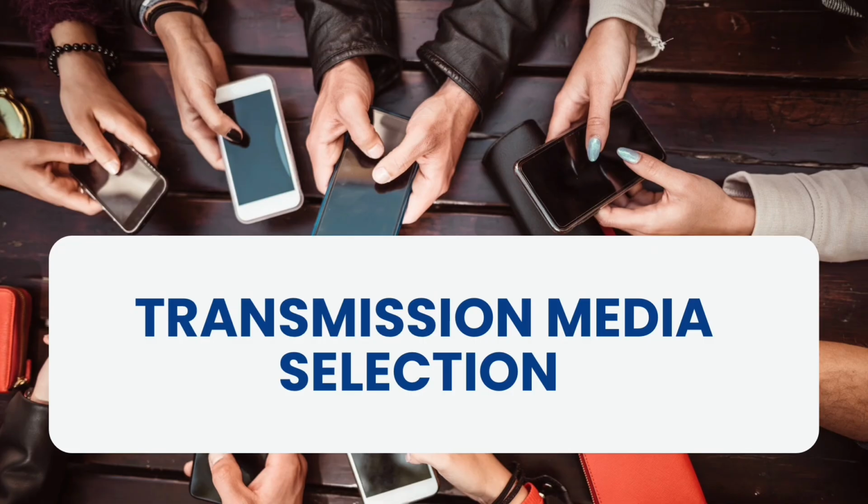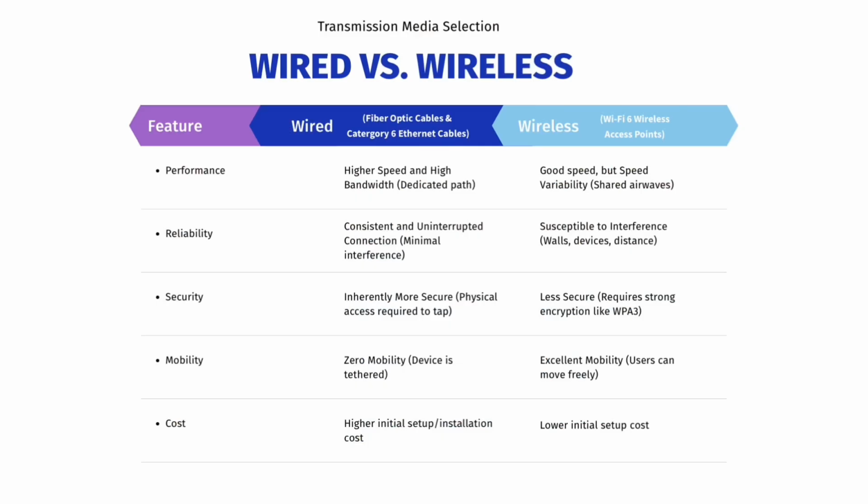The Church Digital Ministry Multimedia Lab uses both wired and wireless connections to make the network fast, stable, and easy to use. This setup gives strong performance for important work while still allowing users to connect easily using their own devices. Here is the comparison of wired and wireless transmission.